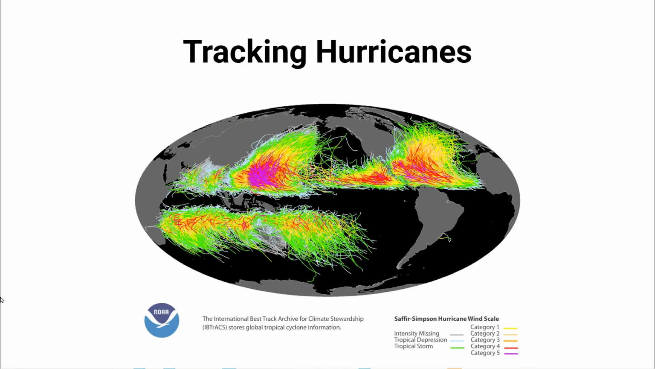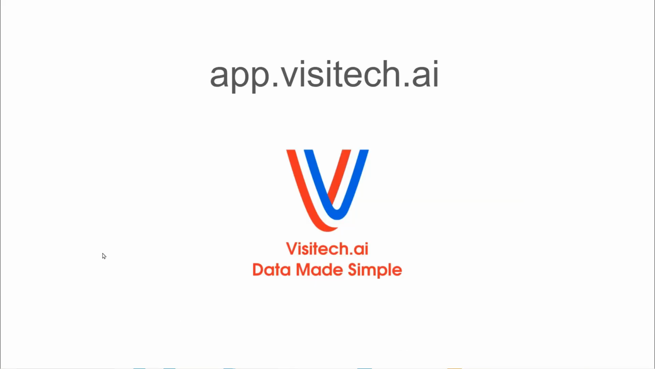This map from the National Oceanic and Atmospheric Administration shows all of the hurricane tracks which they know about since 1850. There's a lot of information there, but it's difficult to interpret other than the general locations where the hurricanes occur. But at Visitech.ai, I've created a tool which makes it very easy to understand the hurricane database.